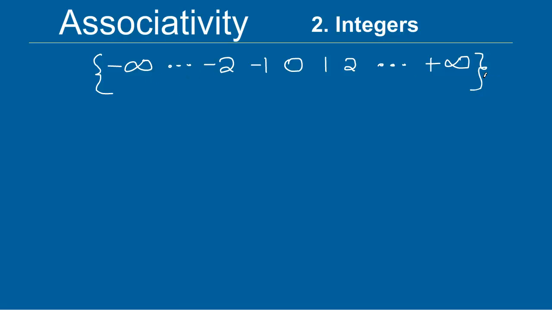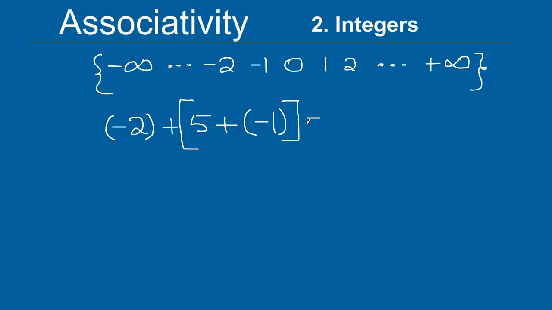So let's take 3 random integers. Let's take maybe one negative integer, minus 2. Then let's take the number 5, a positive integer, and one more negative integer, minus 1. What we want to see is whether minus 2 plus (5 plus minus 1) equals the other grouping. Let's find out this value first. So this will be minus 2 plus, now 5 minus 1 is 4. 4 minus 2 is 2. So this value is 2.